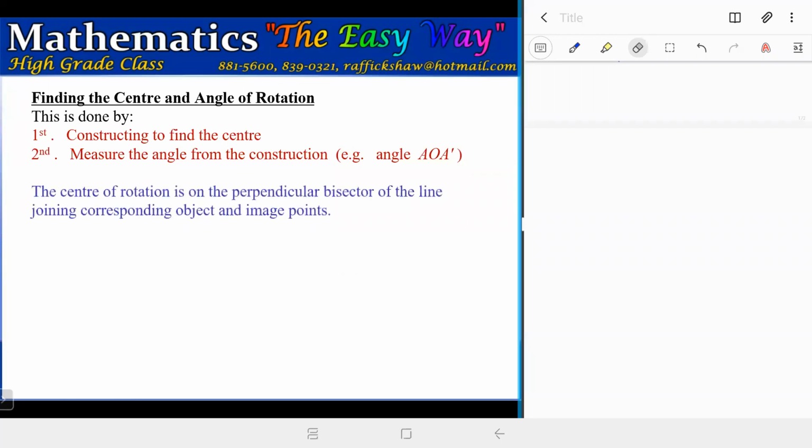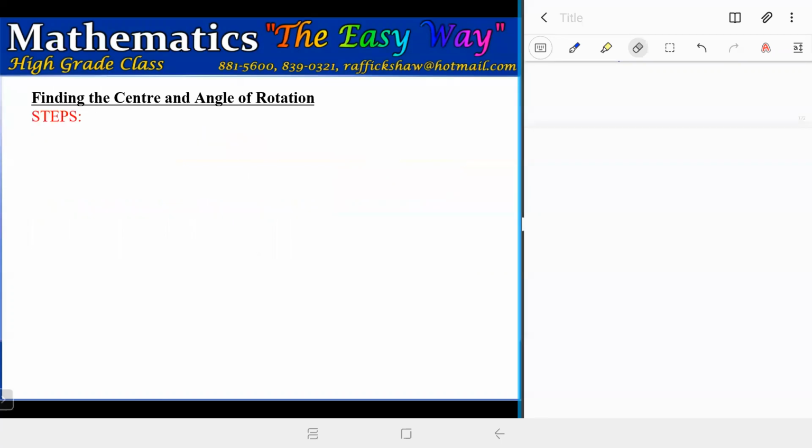So the center of the rotation is on the perpendicular bisectors of the lines joining corresponding points. I'm going to show you what I mean by that. That's where the center is located. So the center of rotation is on the perpendicular bisector of the line joining corresponding points. And so we always use 2 points, 2 perpendicular bisectors, to find the center.